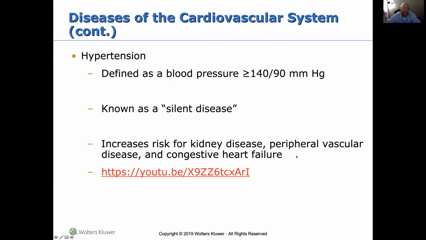Hypertension, that's just high blood pressure. That's defined as a blood pressure of higher than 140/90. Most doctors want to keep you closer to 120/80. The problem with hypertension, as it says here, it's known as a silent disease. A lot of people, most of you guys probably don't have a blood pressure cuff or machine where you can take your blood pressure on a regular basis.